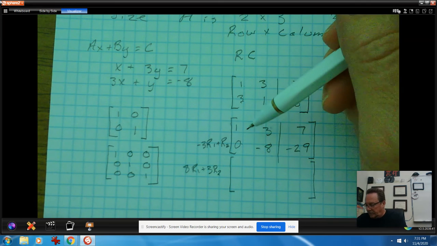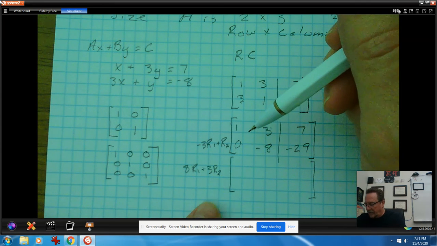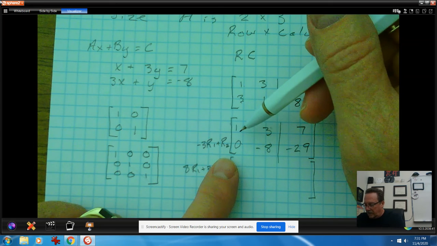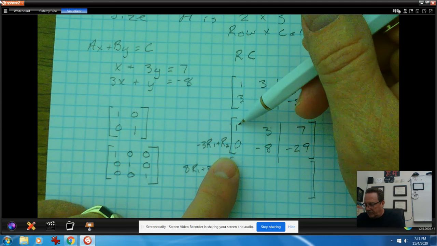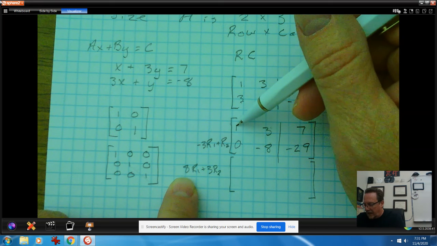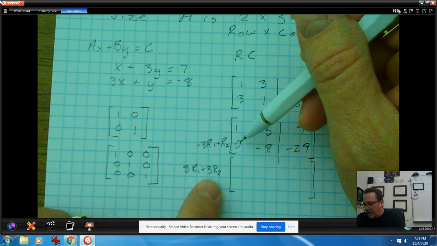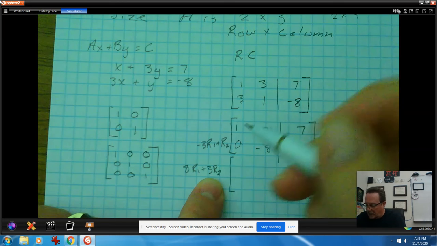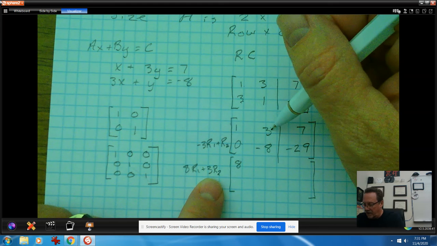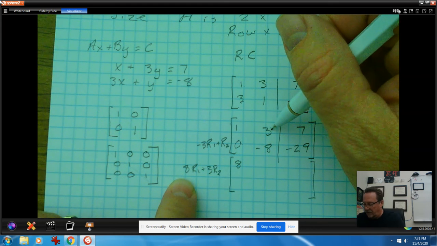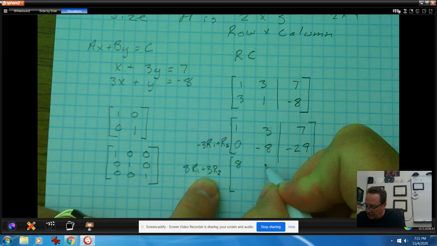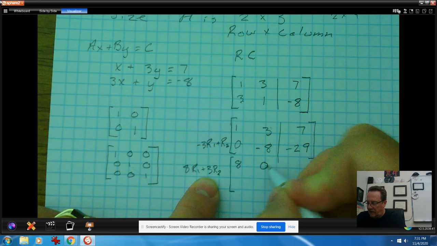So if I do 8 times row 1, I'm going to get an 8. And if I add that to 3 times 0, I still get 8. And then I'm going to come over here and go 8 times 3, which is 24, plus 3 times negative 8, which is negative 24, is going to give me 0. That's what I wanted. I wanted a 0 there.